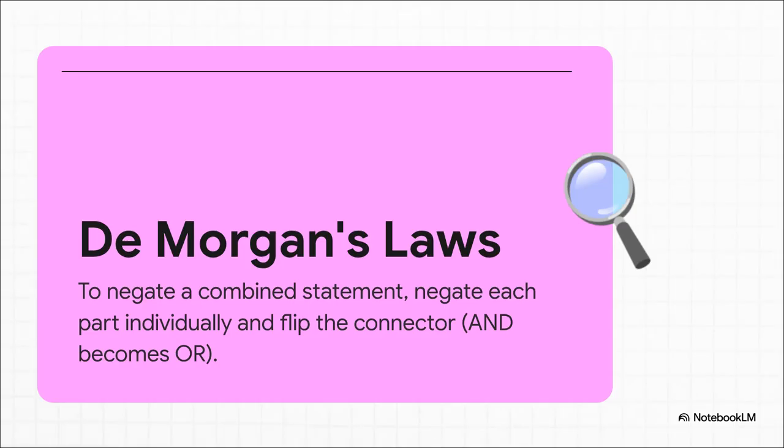And here it is in plain English, which makes it so much clearer. So, for example, think about the opposite of it's cold and it's raining. Your first guess might be it's not cold and it's not raining, but that's wrong. De Morgan's law tells us the true opposite is it's not cold or it's not raining. This is a super powerful tool for avoiding really common logical mistakes.